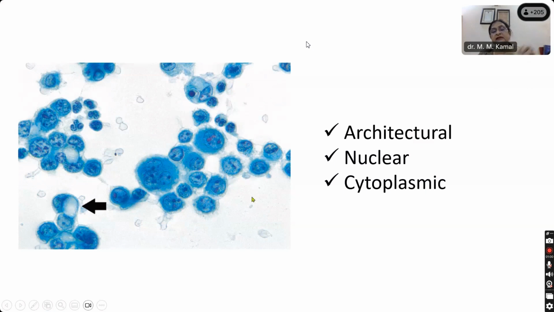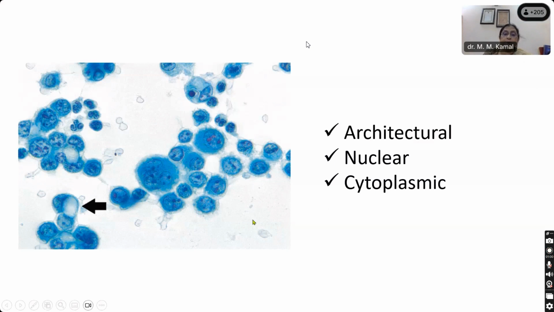So do you think that these are all normal mesothelial cells, or are they atypical, or are they malignant? Normal mesothelial cells. So you feel that this is a spectrum of normal mesothelial cells. Some show atypia, ma'am. So you feel that there is some amount of atypia. Now, atypia can occur because of chronic irritation of the mesothelial lining.